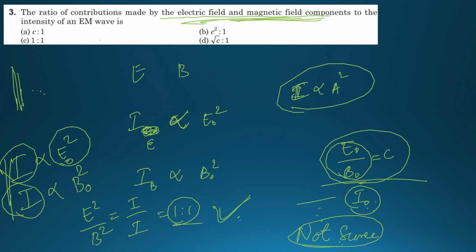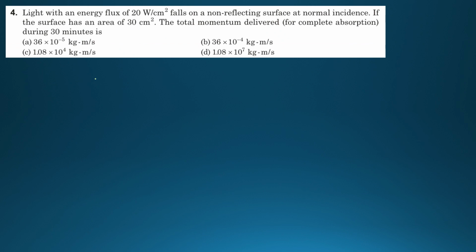Just try this one. Light with an energy flux of 20 watt per centimeter square falls on a non-reflecting surface at normal incidence. The surface has an area of 30 centimeter square. Find the total momentum delivered during 30 minutes. Exactly this type of question we did yesterday, where energy flux, area were given and I solved it, so please try this question.